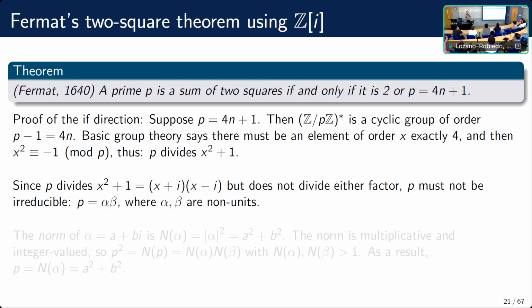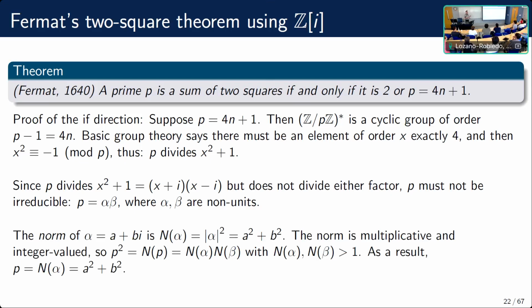Now here comes the step that Fermat would have called the descent step. p divides the number x squared plus 1, but it factors as x plus i times x minus i in the Gaussian integers. But p doesn't divide either of the two factors. It doesn't divide x plus i, because if it did, it would have to divide the 1 coefficient, which is x. Okay, fine. But it would also have to divide the i coefficient, which is 1. But that's absurd. So it divides a product, but neither of the factors. That means it can't be irreducible. That's what unique factorization says. So it has to factor. p is alpha times beta. So we factor.